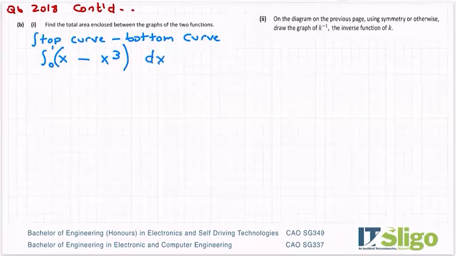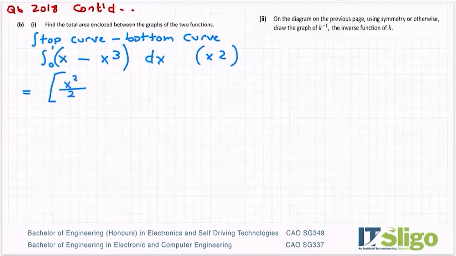Okay, so let's do that. So top curve minus the bottom curve. And of course I'm going to multiply it by 2. I'll just stick that there so that I don't forget it. So let's integrate. So we'll have x squared over 2. Up a power in x, divide by the new power. Up a power in x, divide by the new power. And that's between 0 and 1.